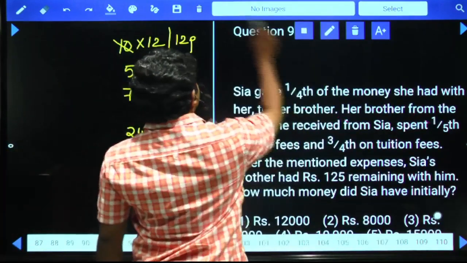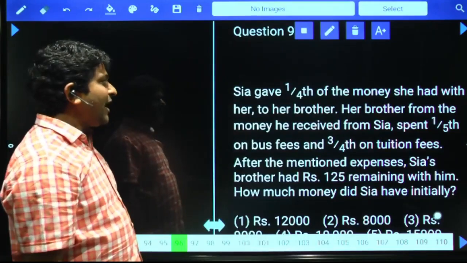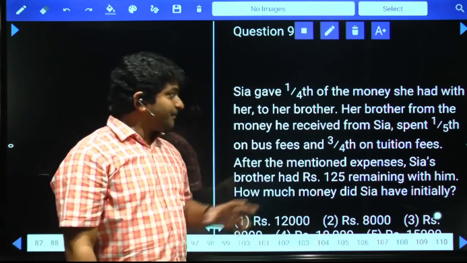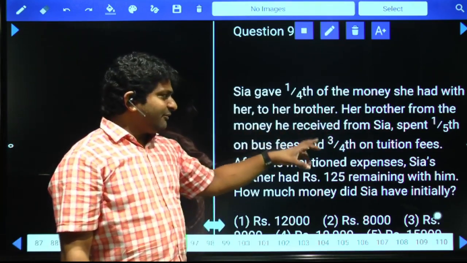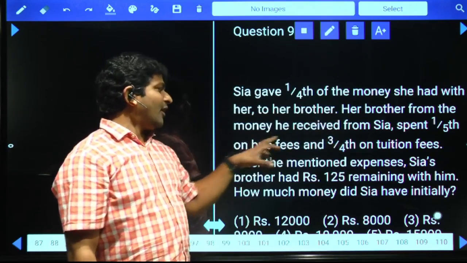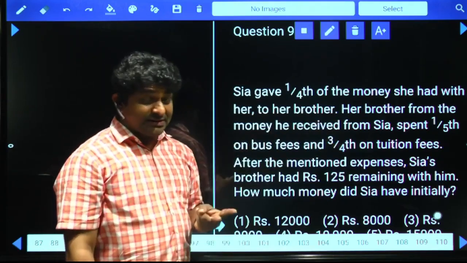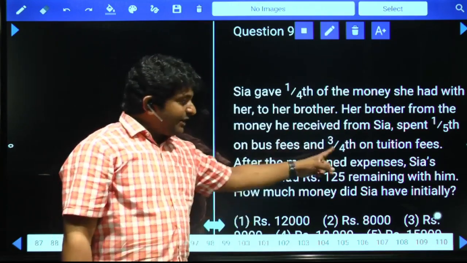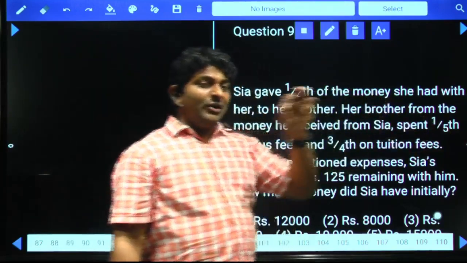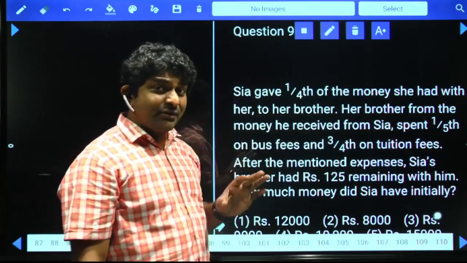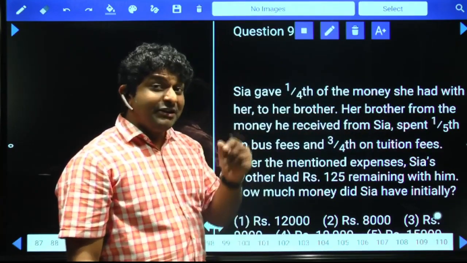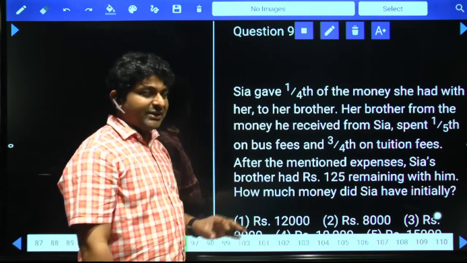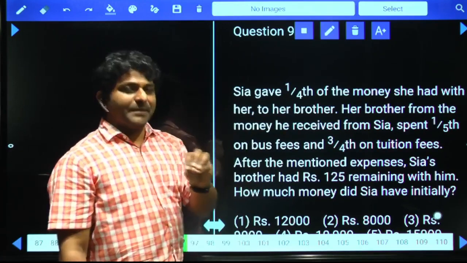Next, Sia gave 1/4 of the money she had to her brother. What do you mean by 1/4 in percentage? 25%. Her brother, from the money he received from Sia, spent 1/5 on bus fee, 1/5 in the sense 20%, and 3/4 on tuition fee. What do you mean by 3/4? 75%. 75% here, 25% here, 20% there. Total 95% is over. Then what is remaining? 5%. 5% of the money received by the brother. Brother received 25%, out of which 5% is left.